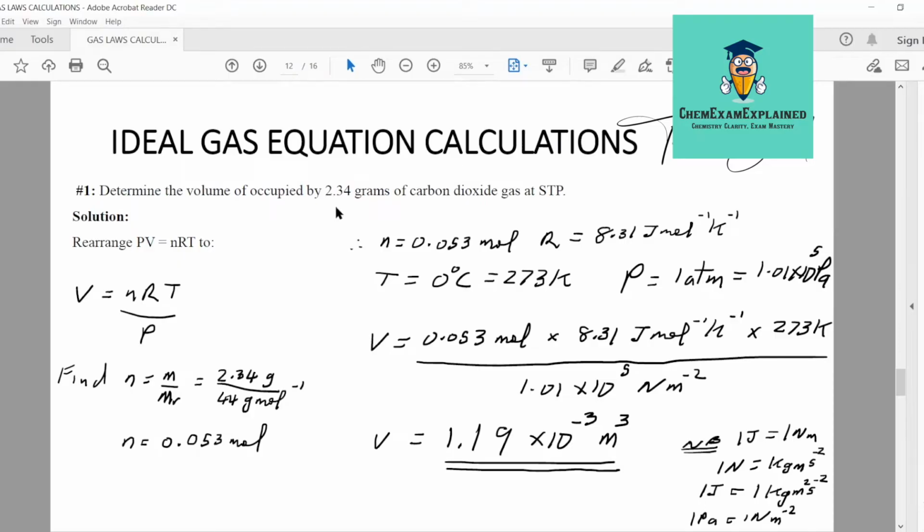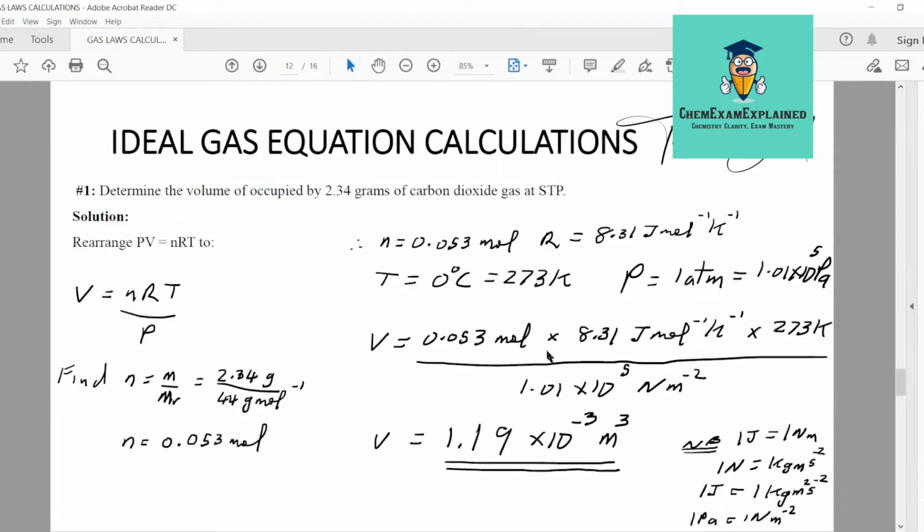In the question, we're given the mass in grams. And so from that, we can find moles. And moles is equal to mass over molar mass. The molar mass of carbon dioxide is 44 grams per mole. Once we know the moles, and remember that in working with standard temperature and pressure, we know the temperature already, and we also know the pressure. And the R that we're going to be using is 8.31 joules per mole per Kelvin. So we just plug the information in the formula.